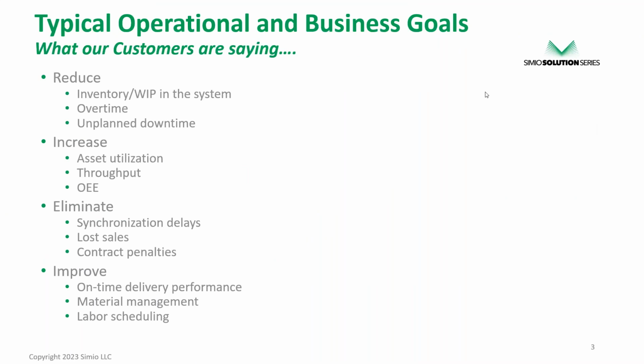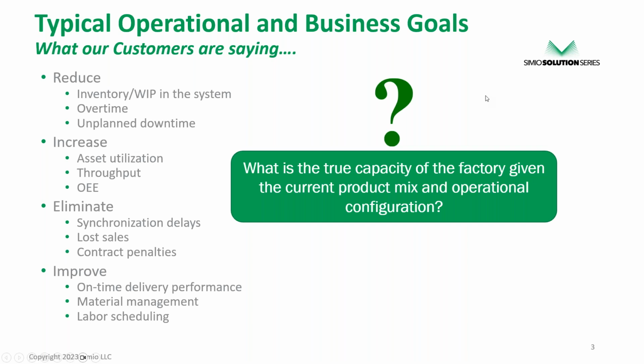Simio is a general use case simulation package where we can scale, and I'm sure many of you are familiar with the objects that can be scaled to meet the needs of your industry. Given that we can scale through different industries, we can build our models to address a number of different operational and business challenges. Some of these challenges could involve reduction in inventory WIP, increase in throughput, eliminate lost sales, improve labor scheduling, just to name a few things.